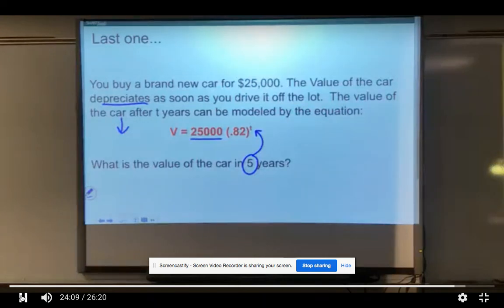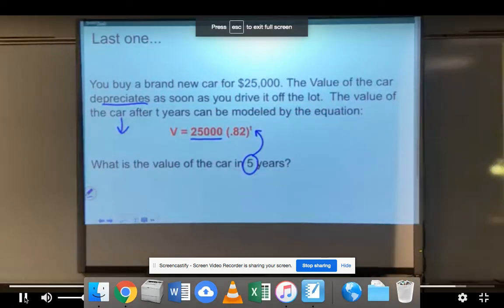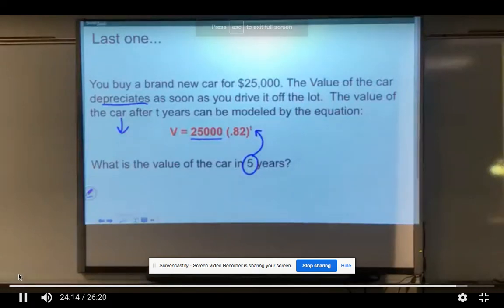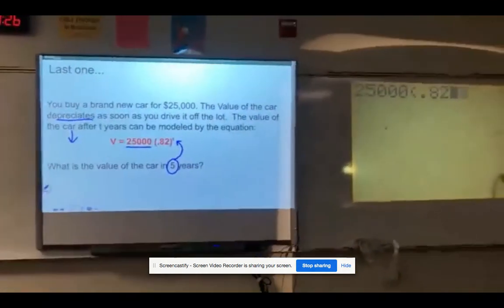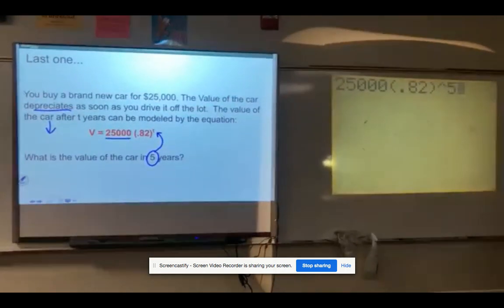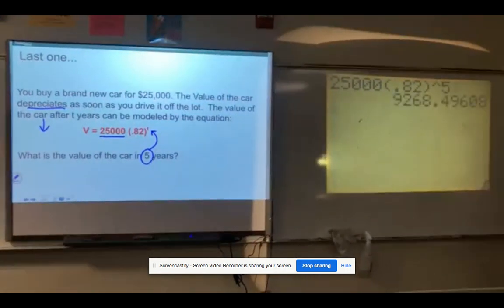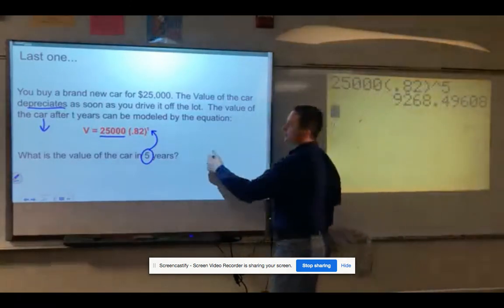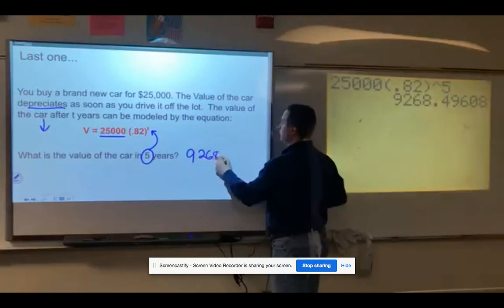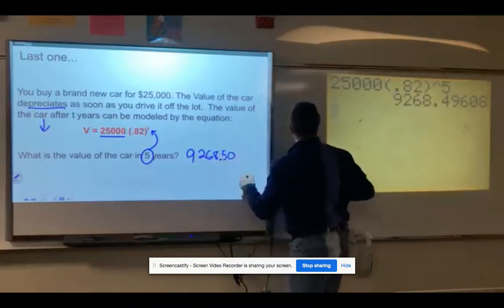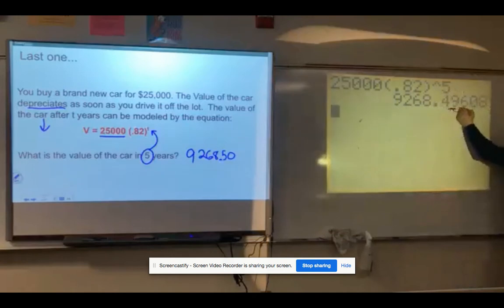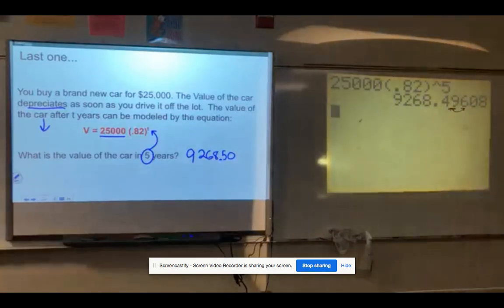if I take 25,000 and I times it by 0.82 raised to the 5th power, after 5 years, that car is worth $9,268. And that'd be 50 cents if I round it with money. Remember, money goes 2 places. That 6 is going to make the 49 round to a 50. So in 5 short years, it's worth almost only 1/3 of what you paid for it.